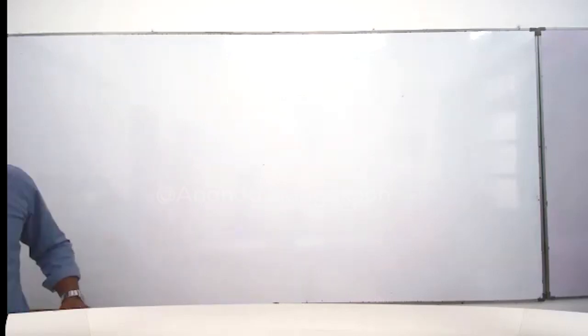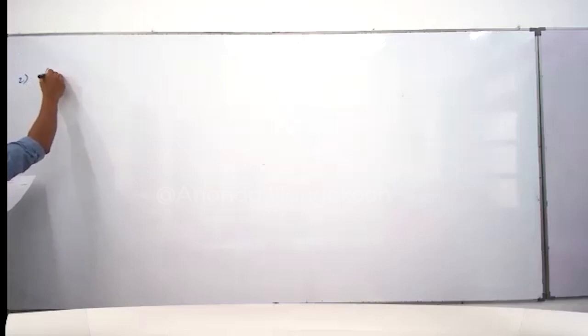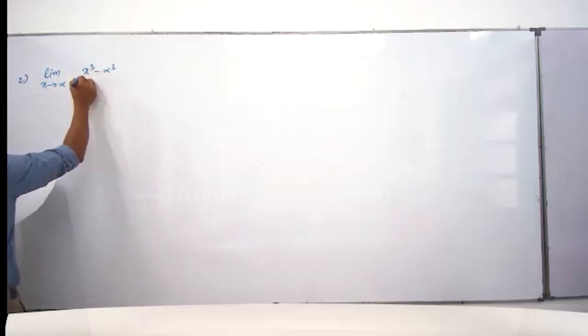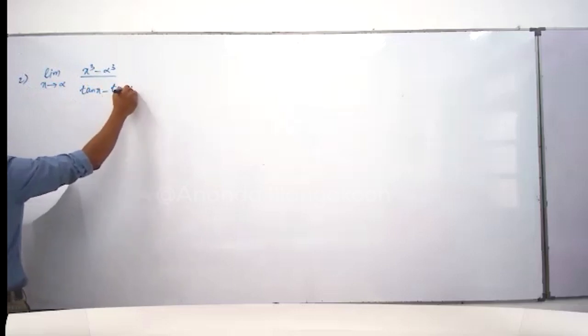Right. Next part is the limit part, number 2: limit x going to alpha of (x cube minus alpha cube) divided by (tan x minus tan alpha).